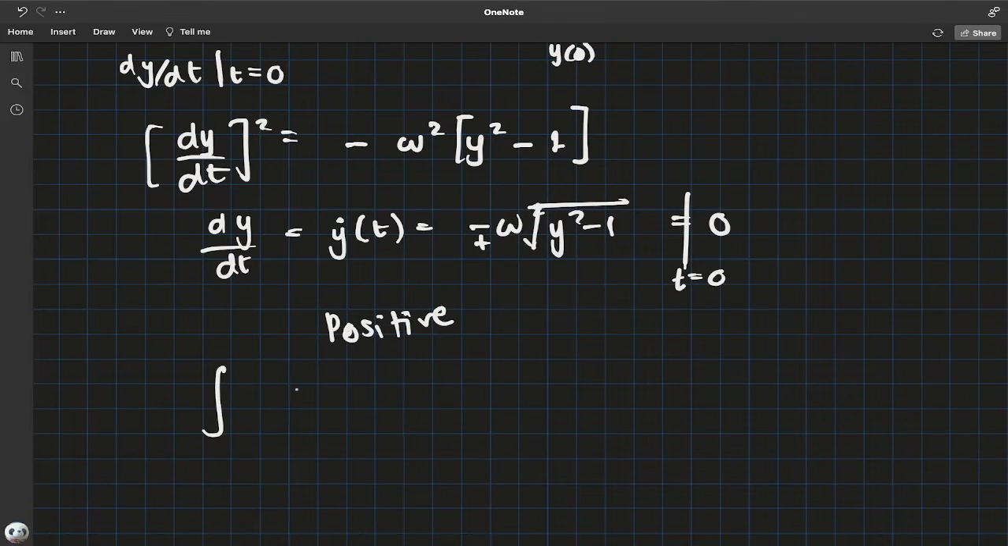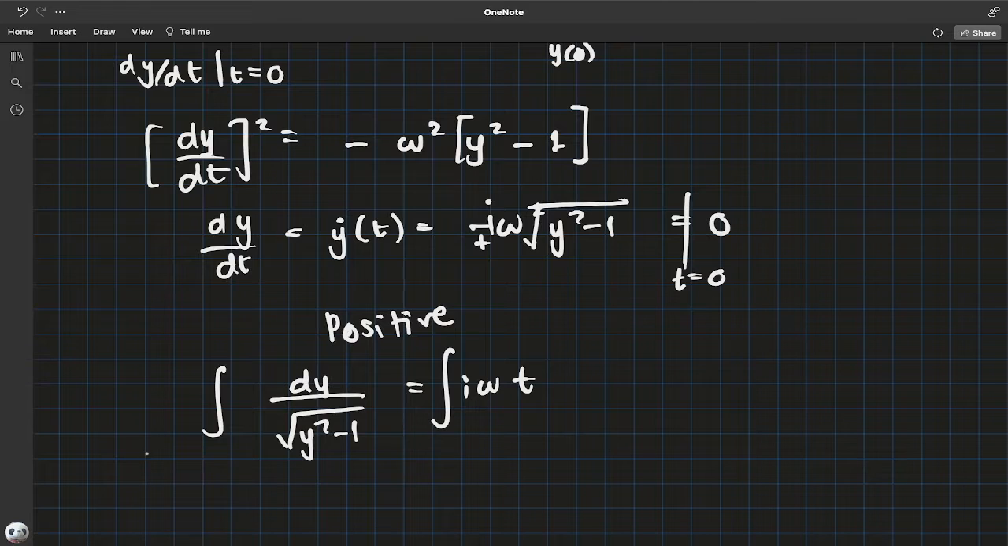So if we integrate now, this is separable. The differential equation is variable separable. We get, let's see, there should actually be an i here because if we take a square root, there's an additional i here. So i omega t integrated. This is at y at t equals 0, y at t, 0 and t.